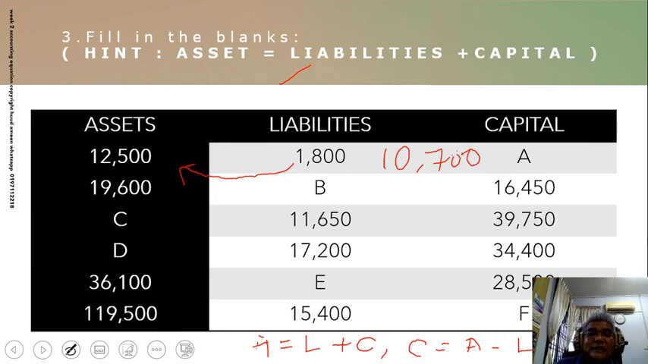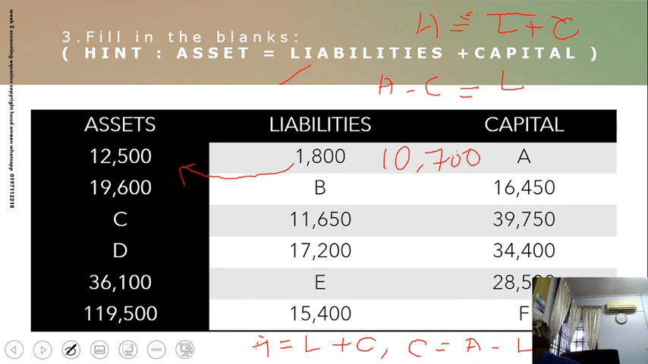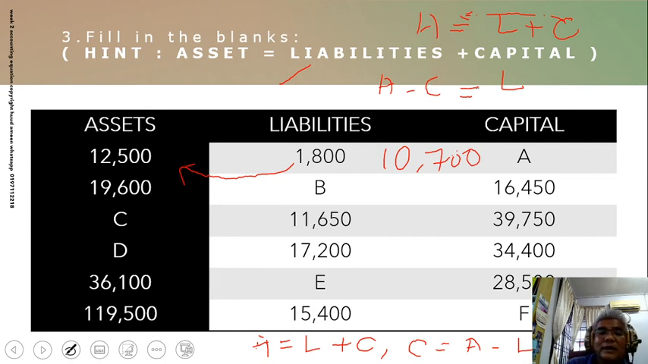Then how you get the liabilities? Asset is equal to liabilities plus capital. And then how to get liability? So you have to move C. A minus C is equal to liabilities. So liabilities is asset minus capital. 19,600 minus 16,450. Then you will get 3,150. And then the rest of the question you have to answer by yourself.